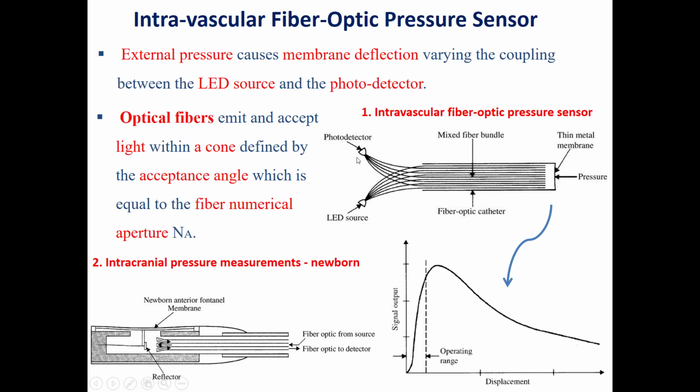The LED light source will provide the light here, which will contact the flexible mirror and be transmitted through the other part of the fiber optic onto the photodetector. It's very simple and easy. Also, this other type is used for the measurement of intracranial blood pressure in newborns. Thank you.